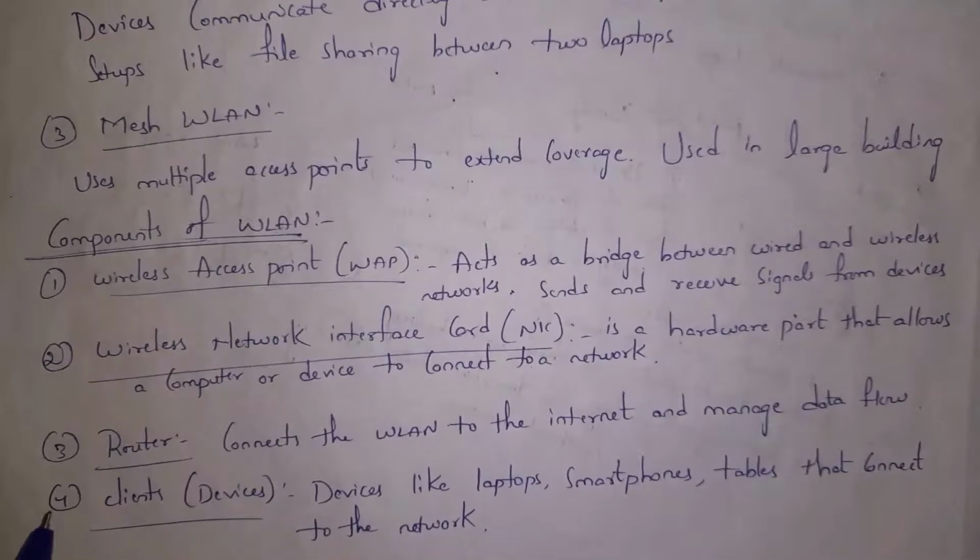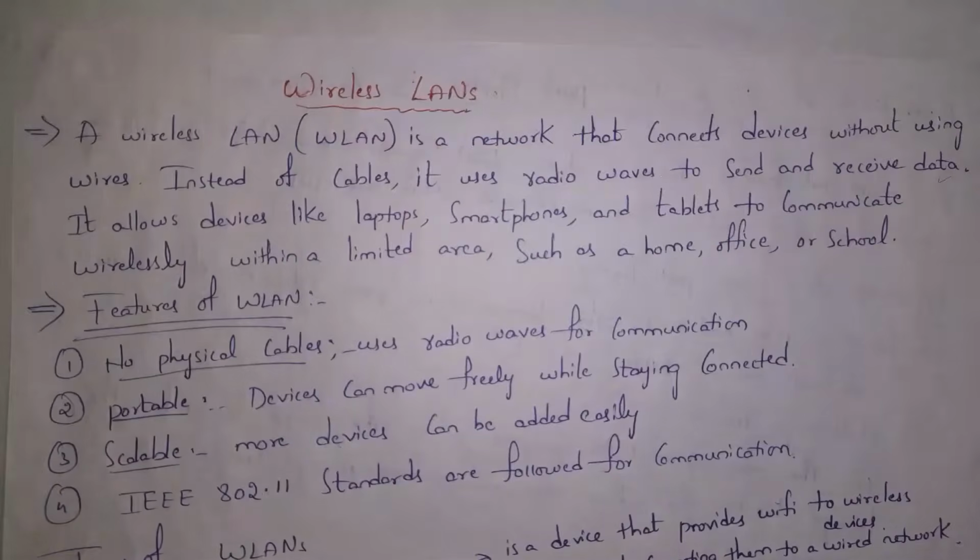And the fourth one is clients. Any device that is connected to a wireless network is known as a client. Devices like laptops, smartphones and tablets that are connected to a wireless network. So these devices are examples of clients. This is all about wireless local area network.